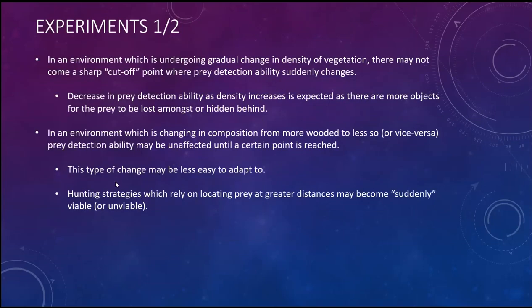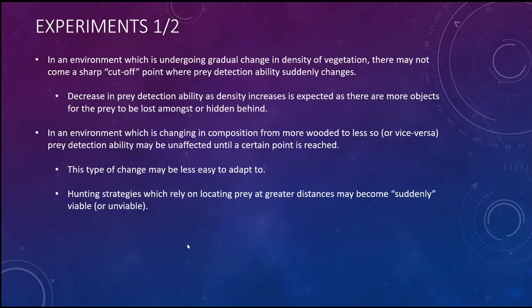What it means is that type of change may be less easy to adapt to, and hunting strategies which rely on being able to locate prey at a certain distance may become viable or unviable. Say, for example, if pursuit hunting, you need to locate prey at a greater distance and the environment changes such that you can't reliably do that, then that strategy may become less relevant, or throwing spears at a given distance, whichever it is.